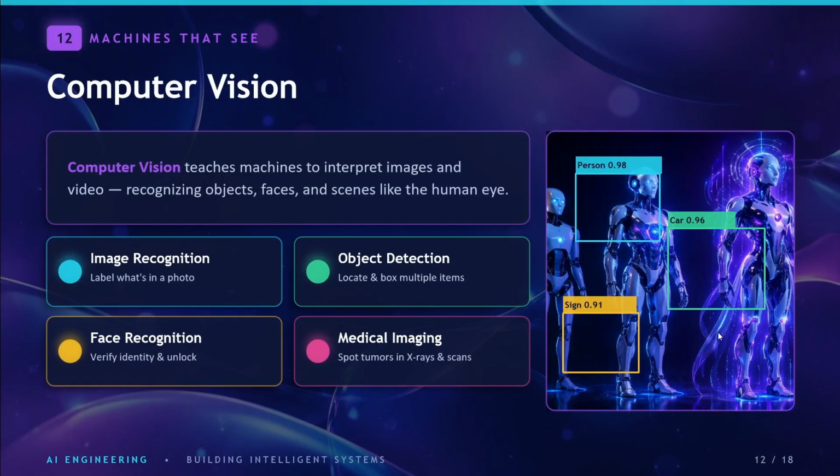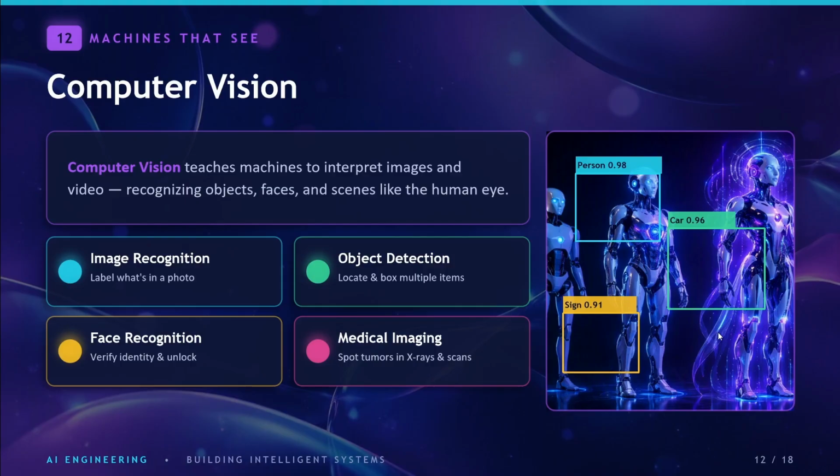Now let's move to another major field of AI, computer vision. Computer vision teaches machines to interpret images and video, allowing them to recognize objects, faces, and scenes much like the human eye and brain do naturally. Let's explore its key applications. The first is image recognition, where the model's job is simply to label what's in a photo. For example, identifying that a picture contains a dog or a car.